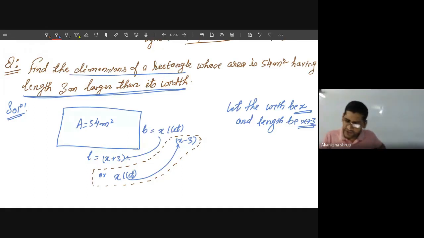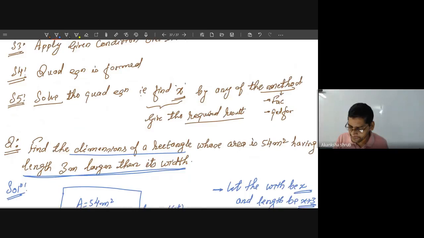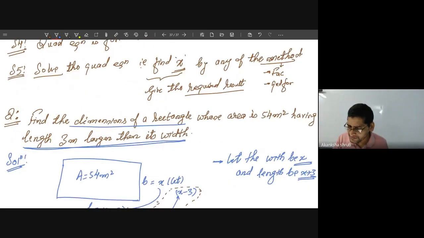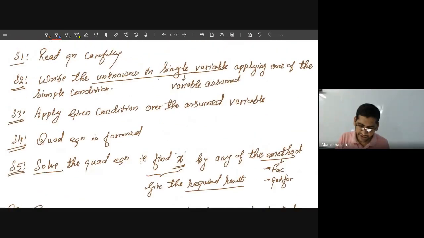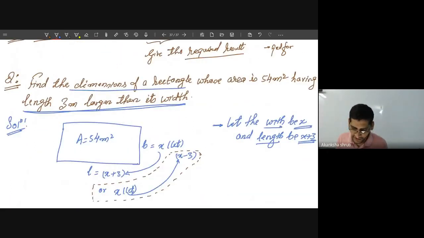Okay student, so this is how you have to choose the variable. Step 1, I have applied here. Read the question carefully, write the unknowns in a single variable, means the dimensions are length and width. So length and width I have written in terms of a single variable. So it is better in quadratic equations to take both in a single variable, then apply the condition.